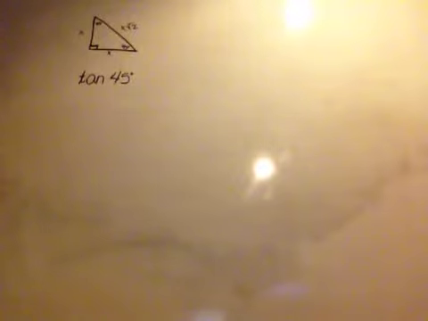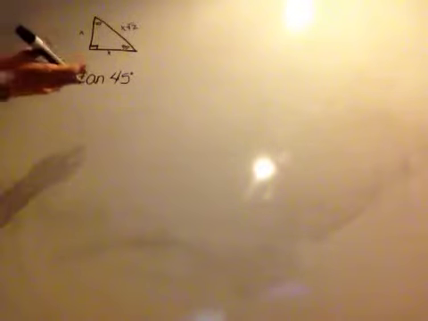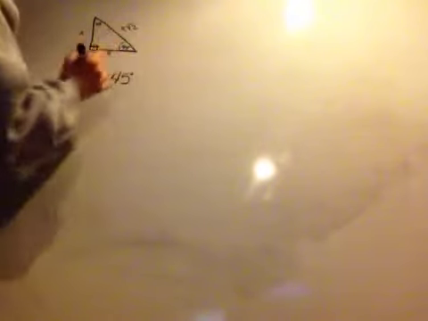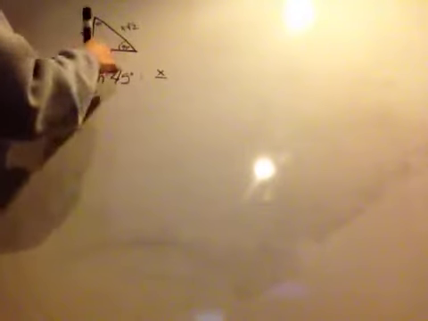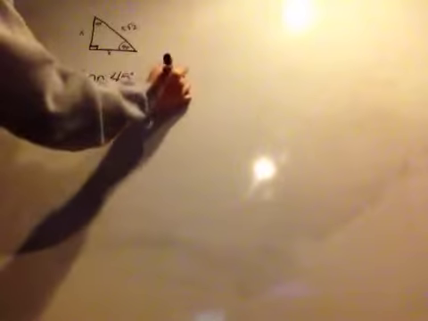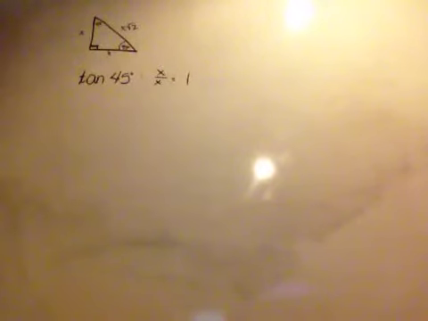So tangent of 45 degrees, you pick one of them that you want to use. So let's pick this one here. The opposite side is x. The adjacent leg is x. x over x is 1. So the tangent of 45 degrees is 1.